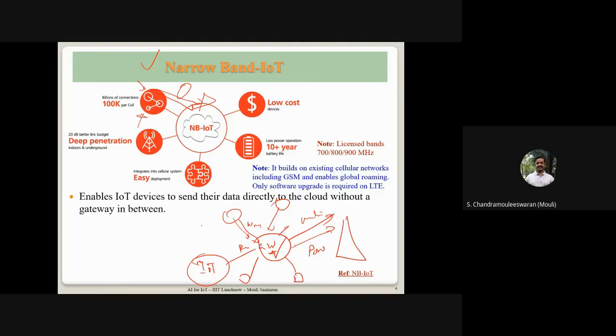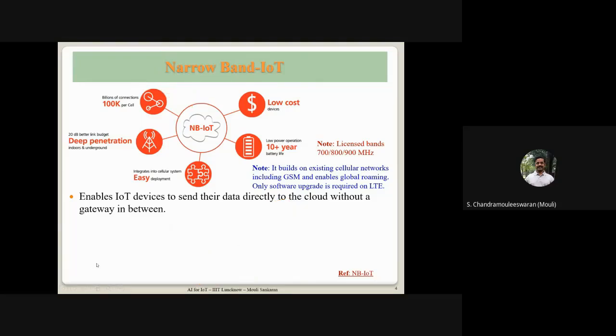So if you have a gateway, you have the advantage that the devices have a longer lifetime, and they need to consume less power. Whereas in this case, narrowband, it is directly connecting to the network. So there is no gateway in between, so you have more power requirement here. But still, it says that it can have a battery life of 10-plus years, but it has to be tested. It has to be verified based on the usage. It may come down.